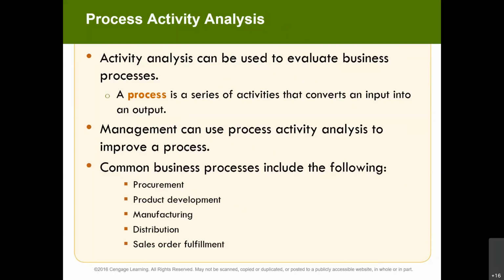So in business, we need to constantly analyze ourselves in order to become more lean in processing. And so we do this through process activity analysis. And a process, as you know, is a series of activities that converts an input to an output. Management can use process activity analysis to improve our processes. And most common business processes include procurement, which is the purchasing of materials, product development, manufacturing, distribution, and sales order fulfillment. These are very common business processes. We would analyze each process in order to become more efficient in business, become more lean.